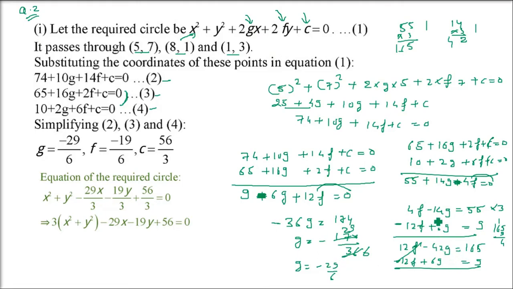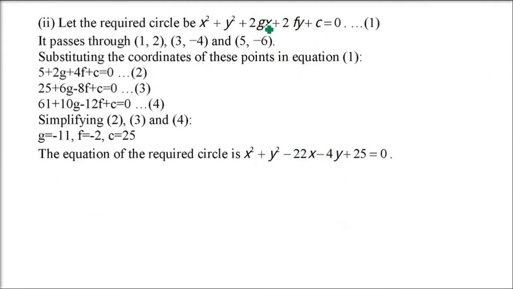Now I hope you'll be able to put this g in any of the two equations, and you'll be able to find out f. And g and f are known. f will come as minus 19 by 6. f and g are known. Put it in any of the equations, 2, 3, 4, and you will get f, g and c. 1 and 3, okay? So f, g, c you know. Just put it in the equation.